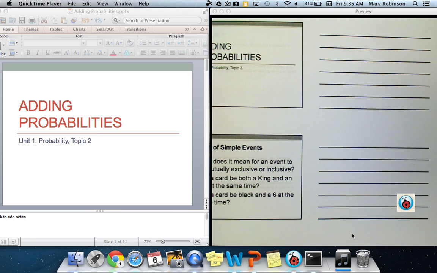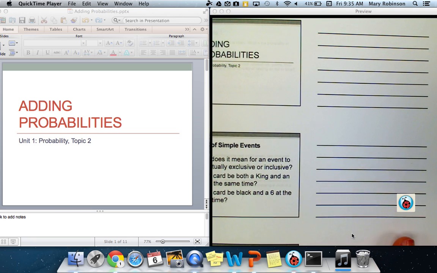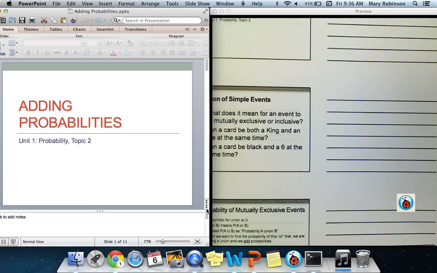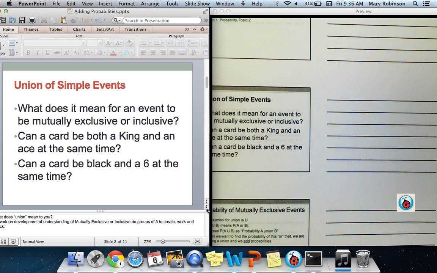Today your lesson will be on adding probabilities. Recall that the last two lessons were on multiplying probabilities and conditional probability, which also involved multiplication. So today you're going to be learning all about adding probabilities and when we do that. To understand adding probabilities, we need to be reminded of when events are either mutually exclusive or mutually inclusive.